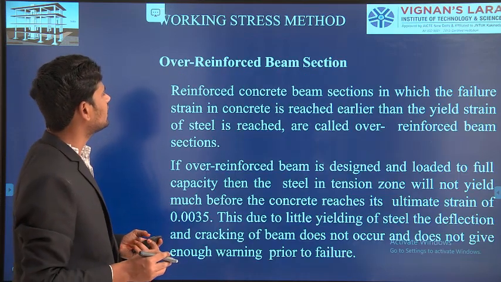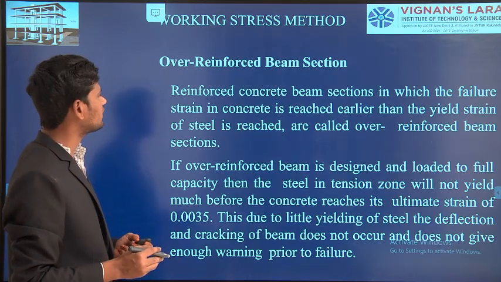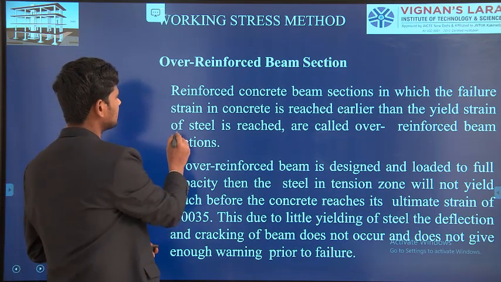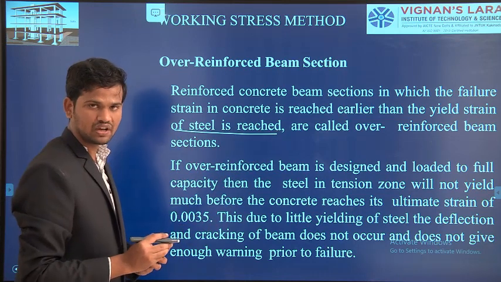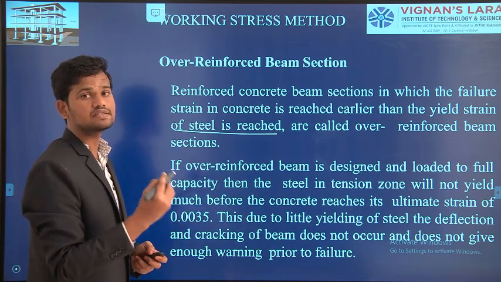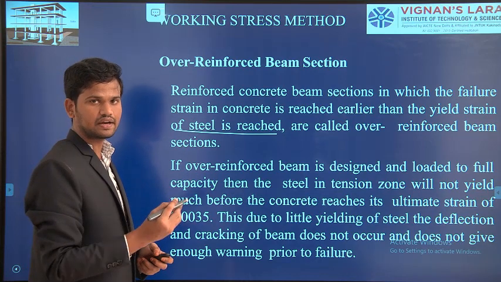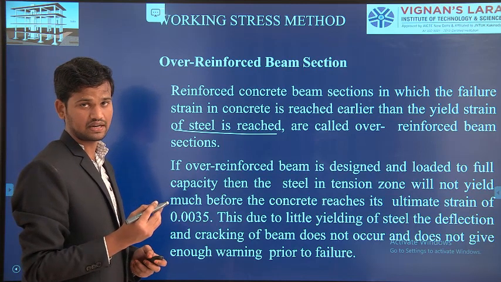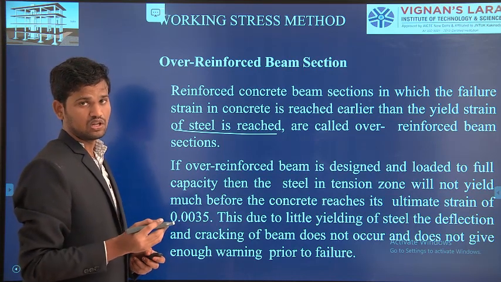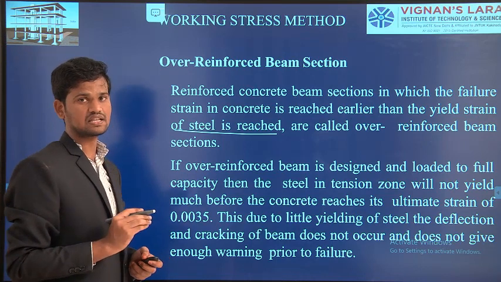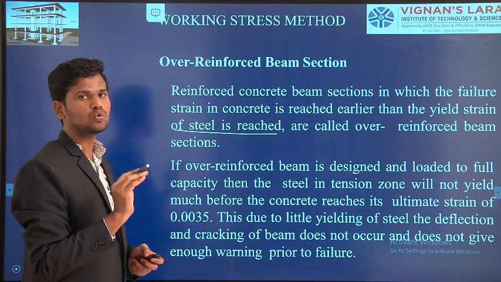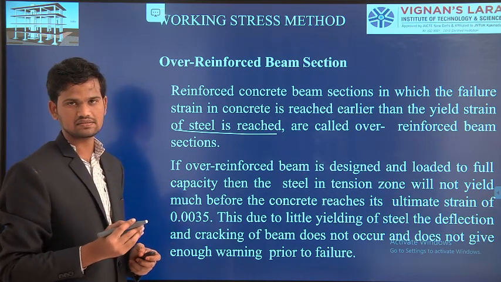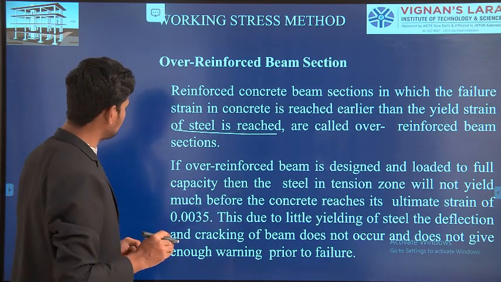If you see the definition, an over reinforced concrete beam section is one in which the failure strain in concrete is reached earlier than the yield strain of the steel. That means before the steel fails, the strain in the concrete is reached first. Since concrete is a brittle material, the member may fail. Hence many structural designers compulsorily say that we should not design the beam as an over reinforced section. You can design based on the balanced section or under reinforced section.